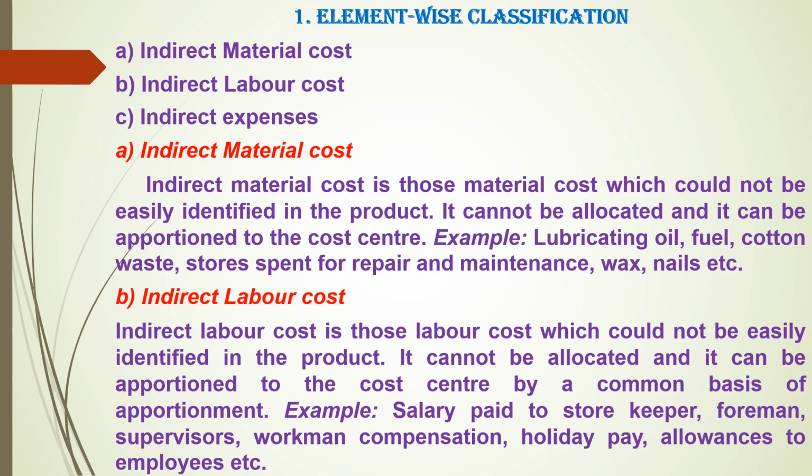B. Indirect labor cost. Indirect labor cost is those labor cost which could not be easily identified in the product. It cannot be allocated and it can be apportioned to the cost center by a common basis of apportionment. Example: salary paid to storekeeper, foreman, supervisors, workman compensation, holiday pay, allowances to employees, etc.